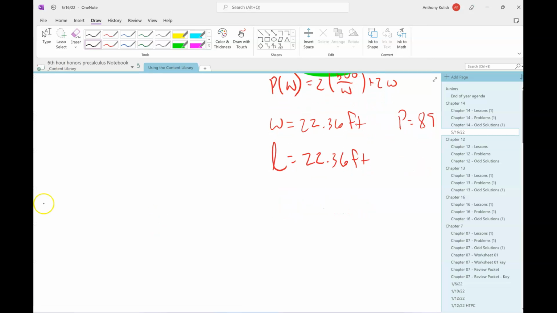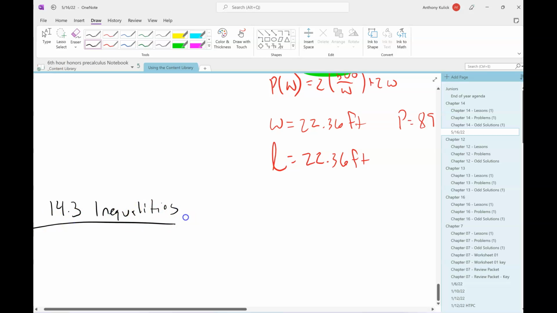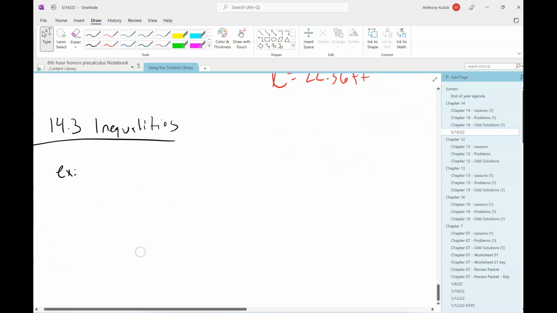All right, last section in 14 is about solving inequalities. Again, here there's nothing really theoretical to talk about, so we're just going to run through some examples and talk about how to do this.